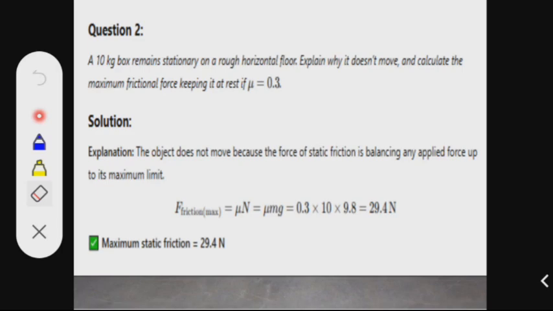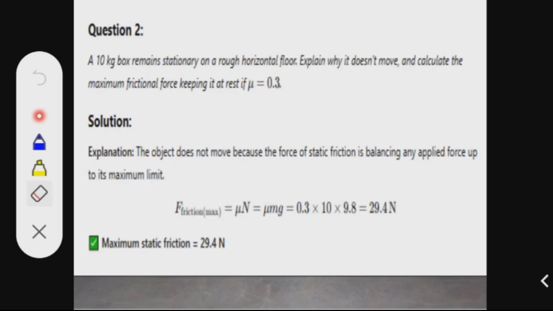So let's see, this is question 2. Question 2 states that a 10-kilogram box remains stationary on a rough horizontal floor. Explain why it doesn't move and calculate the maximum frictional force keeping it at rest if μ is equal to 0.3. As I said, once you see them mention this μ, your mind should take you automatically to Newton's first law formula, that F is equal to μN.